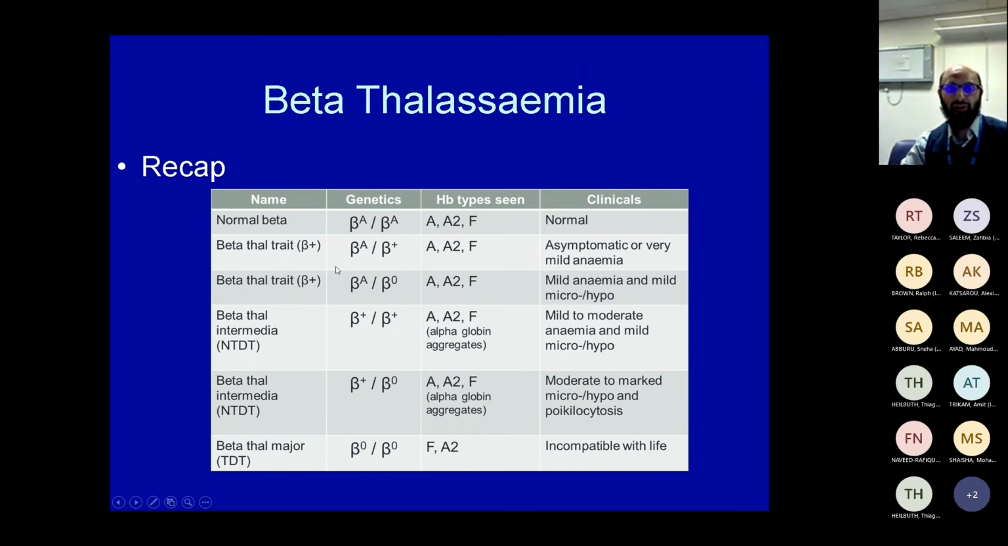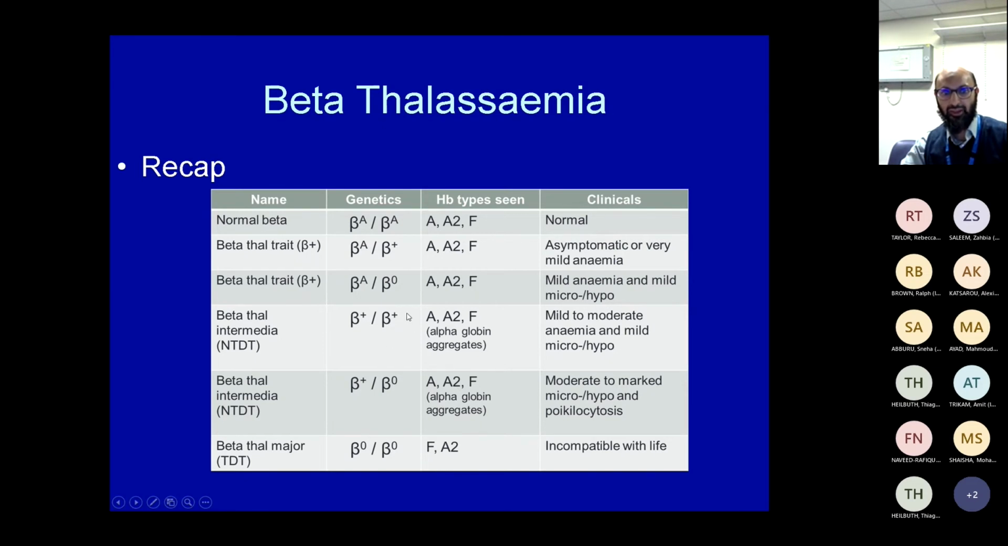Okay, and this again is just showing the different combinations of genotypes and the resulting hemoglobins which are present in those individuals, and the resulting correlating clinical phenotypes. So normal individuals here, this would be a carrier heterozygote for beta plus thalassemia. So these individuals will be asymptomatic or have a very mild anemia. Here is a heterozygote for beta0 thalassemia. These individuals often have mild anemia and microcytic hypochromic red cell indices.